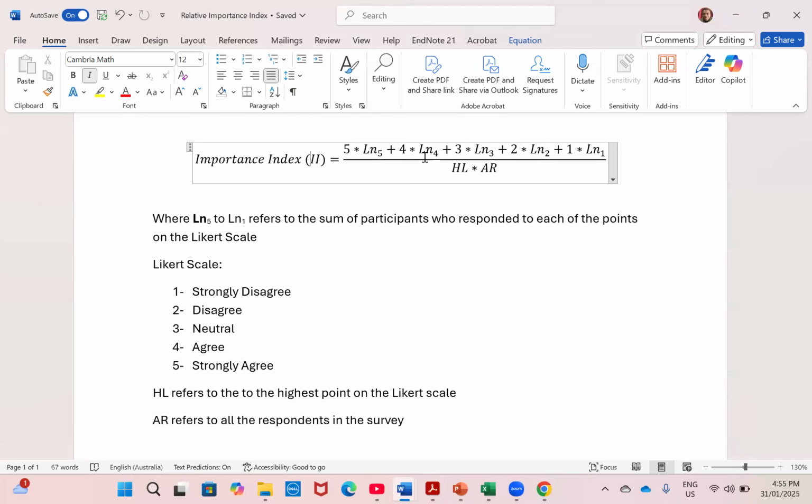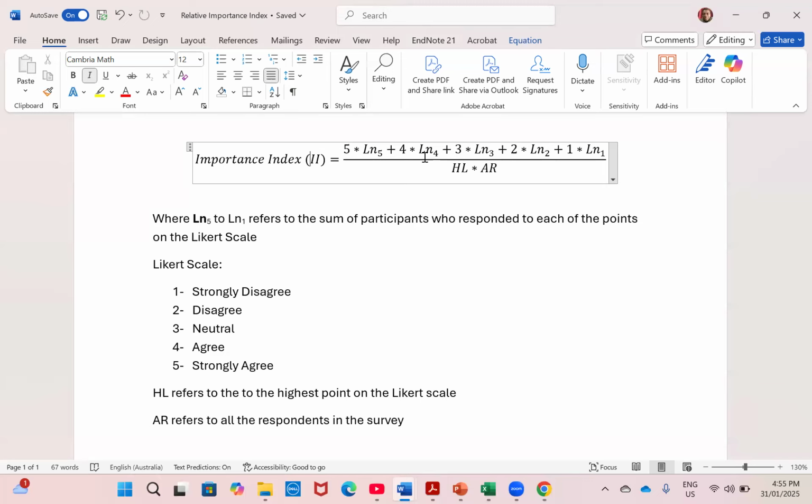Then the 4 is the same. So here, 4 represents agree, 3 is neutral, 2 is disagree, and 1 is strongly disagree. So the total number of respondents who take each of them, we'll see very soon.